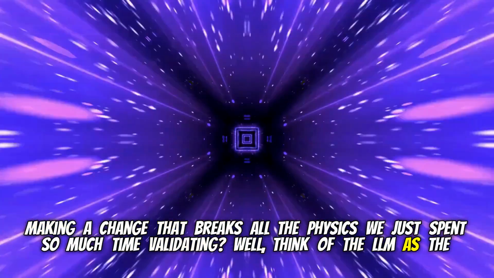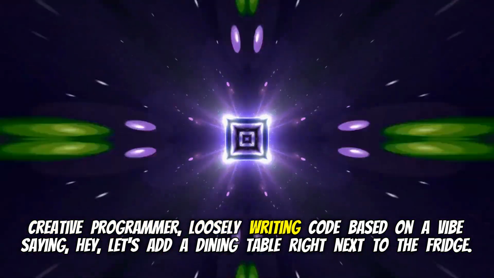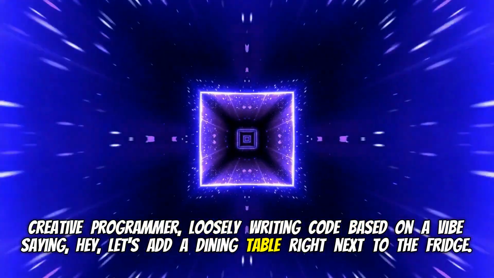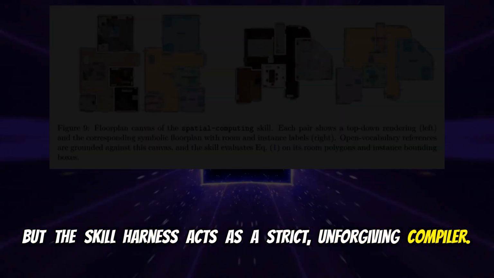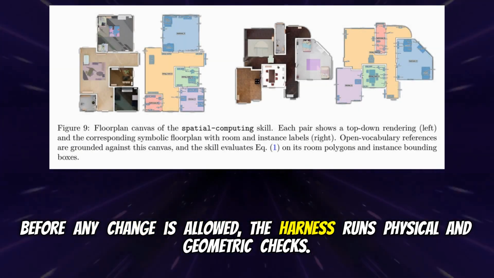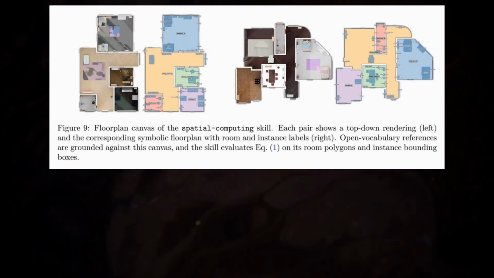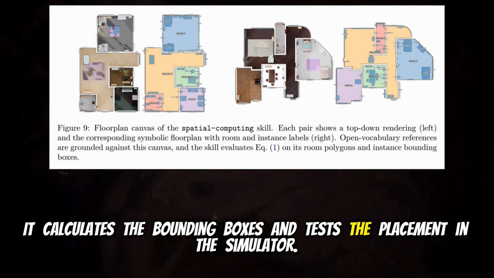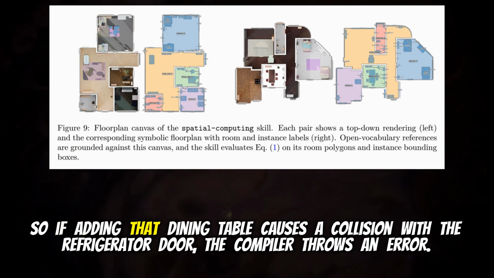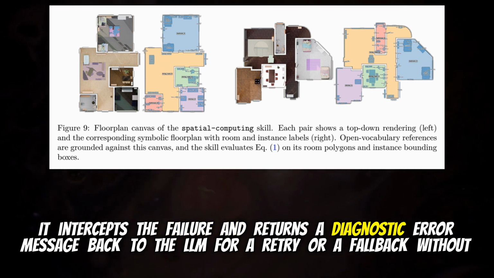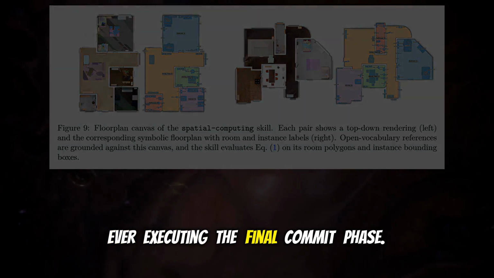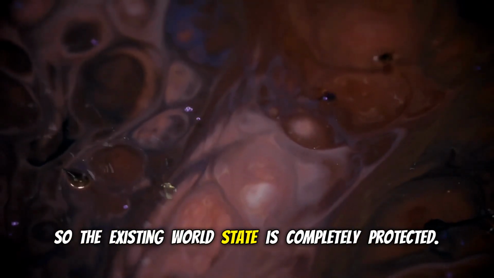Well, think of the LLM as the creative programmer, loosely writing code based on a vibe, saying, hey, let's add a dining table right next to the fridge. Right. But the skill harness acts as a strict, unforgiving compiler. Before any change is allowed, the harness runs physical and geometric checks. It calculates the bounding boxes and tests the placement in the simulator. So if adding that dining table causes a collision with the refrigerator door, the compiler throws an error. It intercepts the failure and returns a diagnostic error message back to the LLM for a retry or a fallback without ever executing the final commit phase. So the existing world state is completely protected.